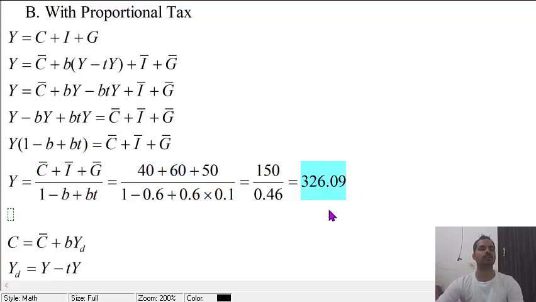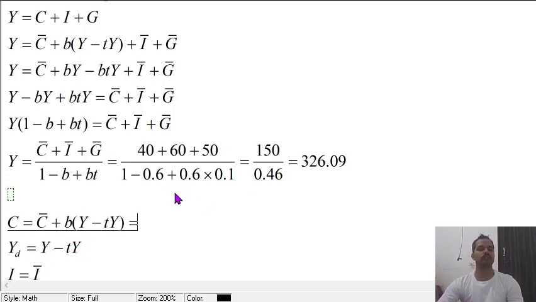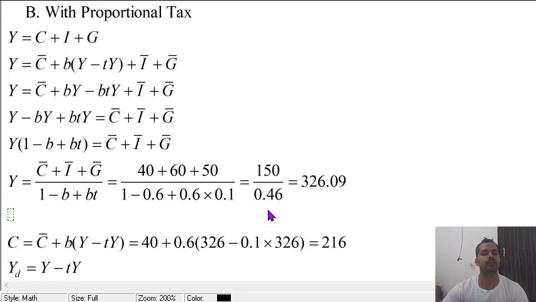Now to find the equilibrium consumption level, you will simply substitute the values. Here you will first substitute the YD value, in place of YD you will substitute, this equation becomes like this, and after solving you can put all these values. After solving this you will find 216, and here I have taken the approximate value, not the exact value in decimal, so this value is also approximate. So this is your equilibrium consumption level if the equilibrium income level is given as 326. I think you have understood it.